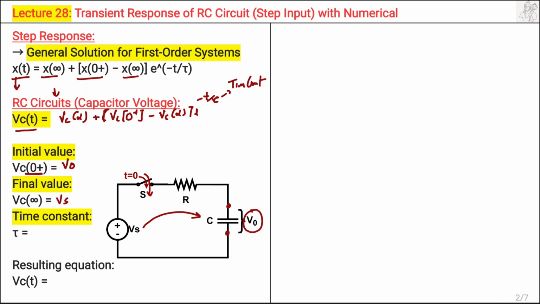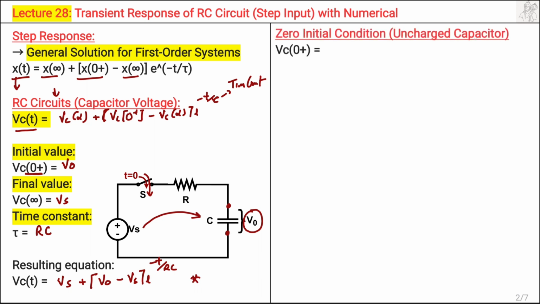And we know that the time constant of an RC circuit is simply R into C. Therefore, the voltage equation becomes Vc infinite, that is Vs, plus Vc(0 positive), that is V0, minus Vc infinite, that is Vs, into e raised to power minus t by tau, and tau is RC. So this is the voltage equation for step response.